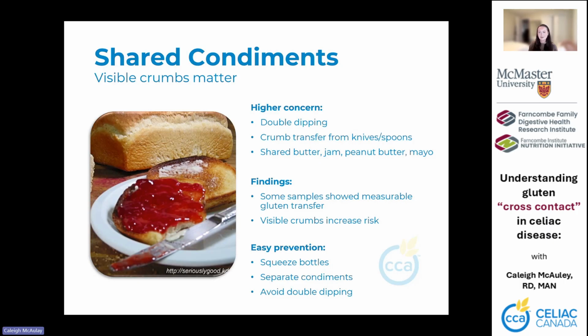Shared condiments. I think this is one of the most practical examples of cross-contact. One recent study looked at products like peanut butter, jam, mayo, and condiments, after knives used on gluten-containing bread were dipped back into the containers. What they found was that risk, again, was variable, but visible crumbs and repeated dipping increase the likelihood of gluten transfer. This makes sense because visible crumbs contain concentrated gluten, and over time, repeated dipping can increase the number of crumbs in shared jars or containers.